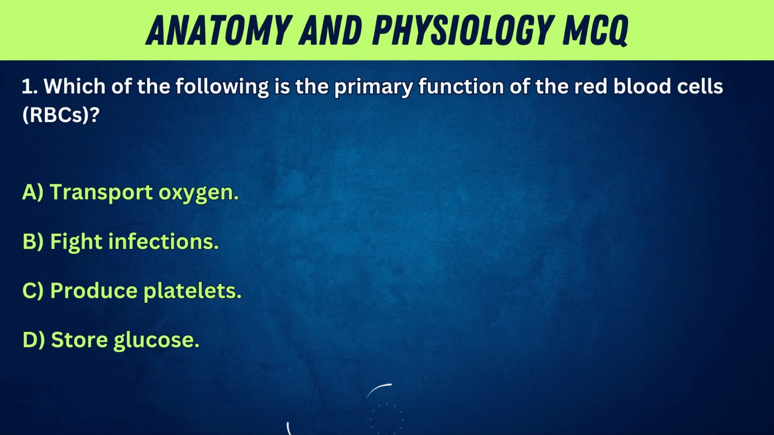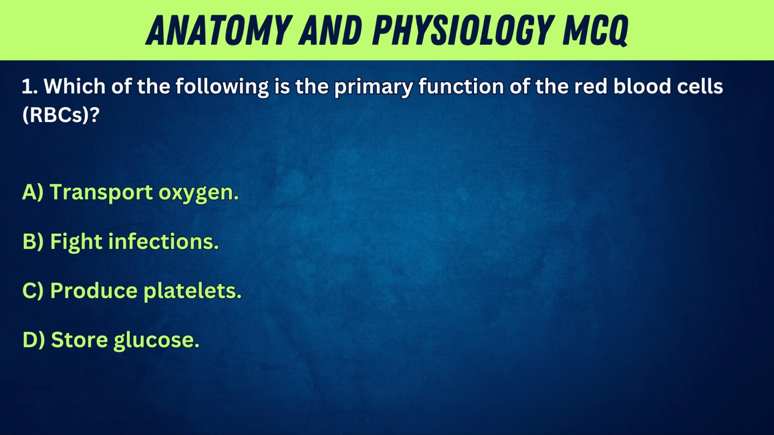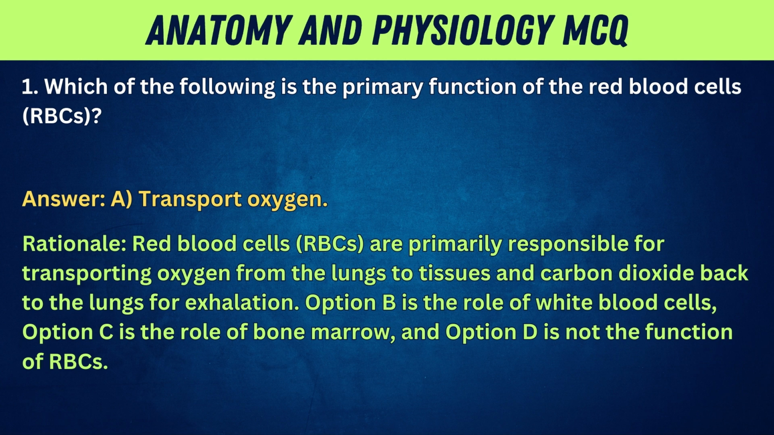1. Which of the following is the primary function of the red blood cells, RBCs? A. Transport oxygen. B. Fight infections. C. Produce platelets. D. Store glucose. Answer: A. Transport oxygen. Rationale: red blood cells, RBCs, are primarily responsible for transporting oxygen from the lungs to tissues and carbon dioxide back to the lungs for exhalation. Option B is the role of white blood cells, Option C is the role of bone marrow, and Option D is not the function of RBCs.